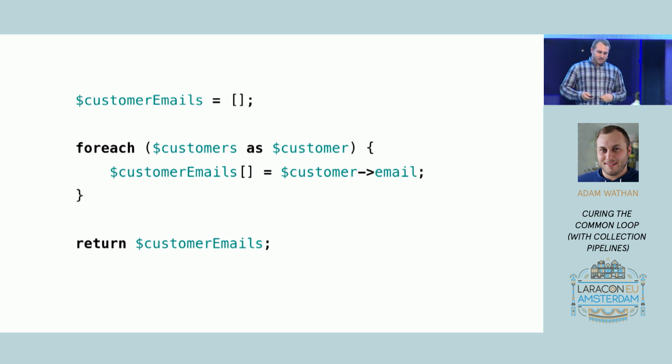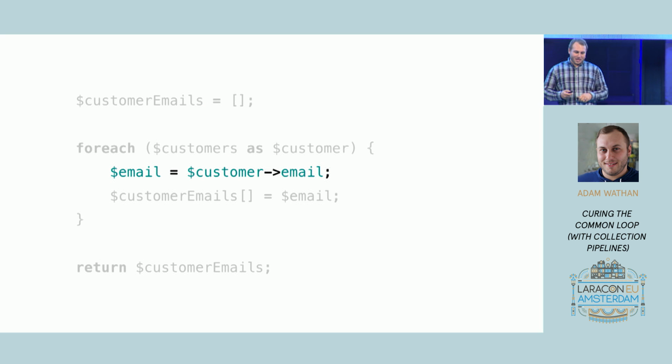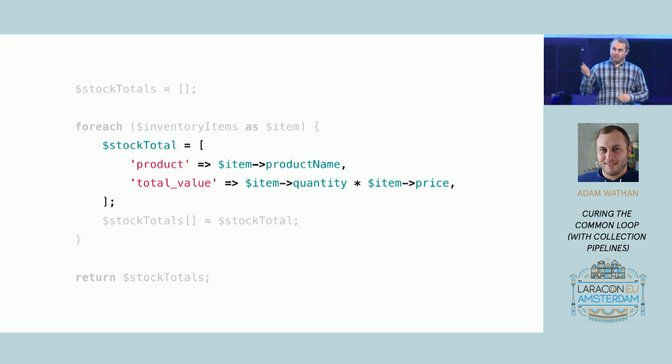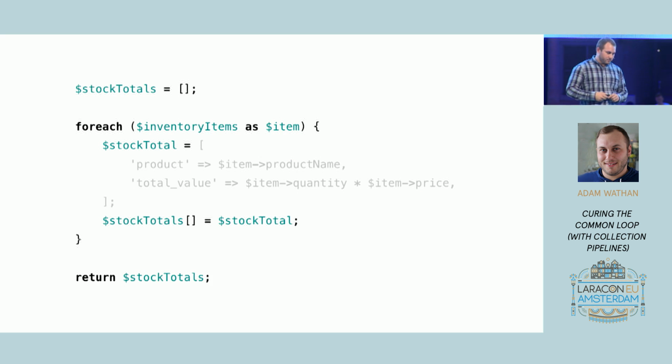Now, if you look at this piece of code, the only thing really unique about it is this part here where we're extracting the email from the customer, right? And if you look at this piece of code, it's kind of the same thing. The only thing really unique about it is this stock total data structure that we're putting together.